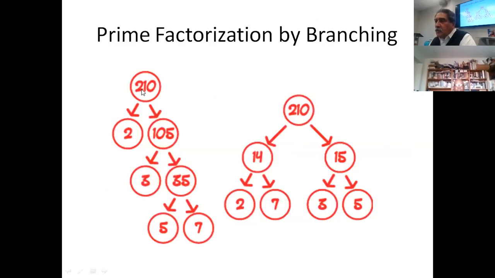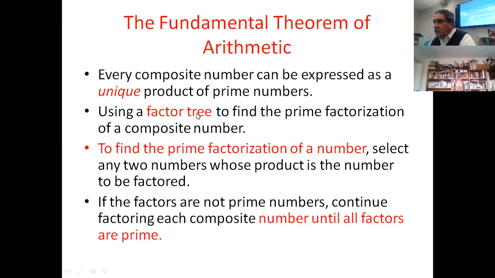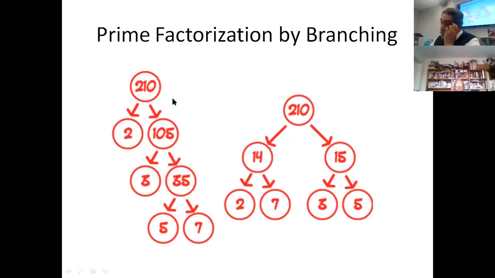We get the number 210, okay? This method is called a factor tree. So 210 can be the product of 2 times 105. Agree? Now, 2 is a prime. There's nothing I can do, so leave it there. But 105 is a product of 3 times 35. 3 is a prime, so leave it there, but 35 is a composite.